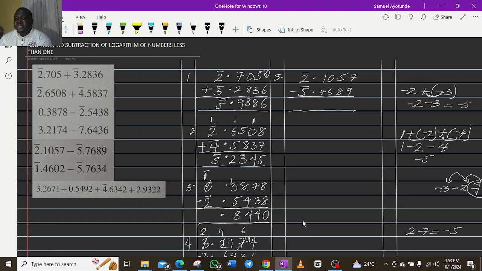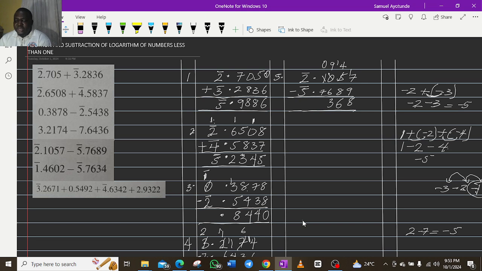I can't take away 9 from 7. So I need to borrow from 5. 4 will be left here. Then I combine 1 with 7. That makes 17. 17 minus 9 is 8. Then the same thing here. I can't take away 8 from 4. So I need to borrow. Then if I can't borrow from 0, I go to the next digit to borrow. 1 remains 0. Then this one will now be 10 by the time I put 1 here. So I still borrow 1 from it. This will remain 9. Then I have 1 here, which combines with 4 to make 14. So 14 minus 8 is 6. Then 9 minus 6 is 3.